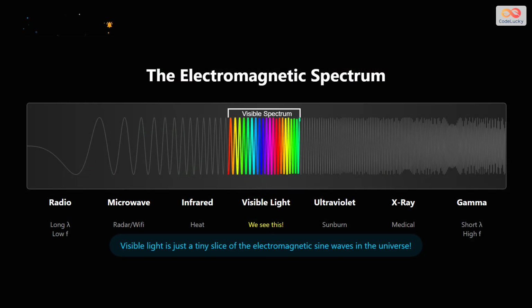Finally, realize that the light we see is just a tiny fraction of what exists. This is the electromagnetic spectrum. To the left, we have radio waves with huge wavelengths. To the right, we have gamma rays with tiny wavelengths. Visible light is that small slice in the middle. All of these are the exact same type of wave, following the same trigonometric rules, they just have different frequencies.